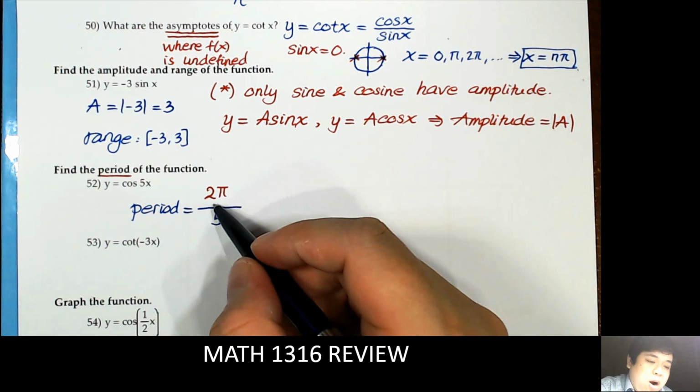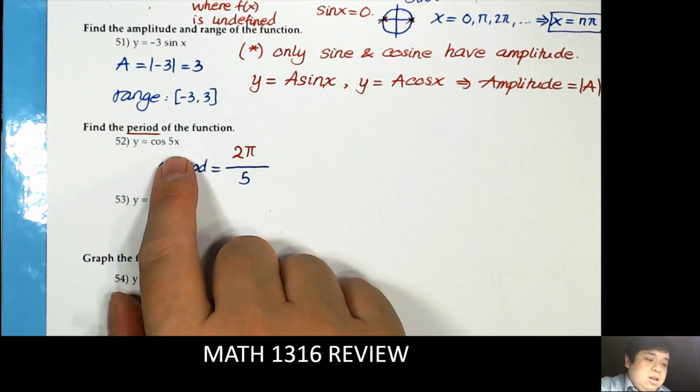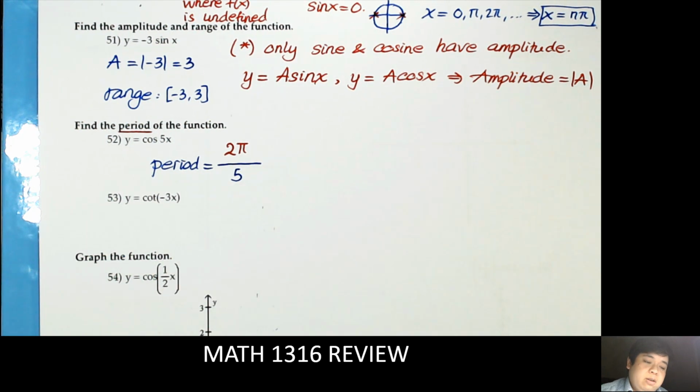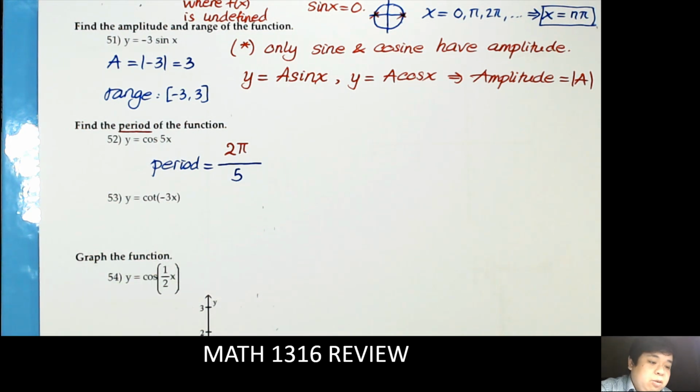So pretty much it's going to be 2 pi for just x, divided by the coefficient of x. The coefficient of x is 5. Right, so that's just that. Next, the period is cotangent of -3x. We can also say just pi or 2 pi divided by -3. Before we do that, we need to do one little thing here.